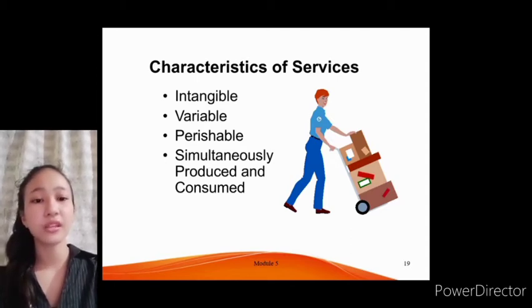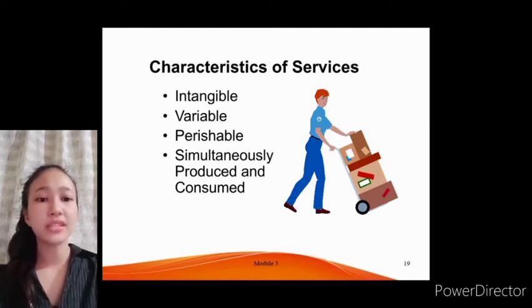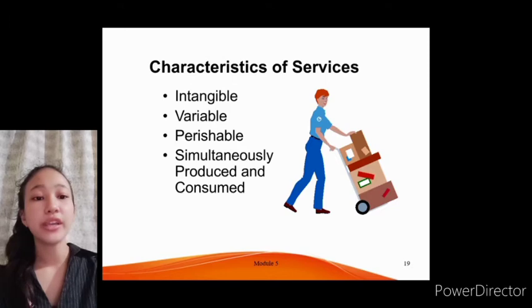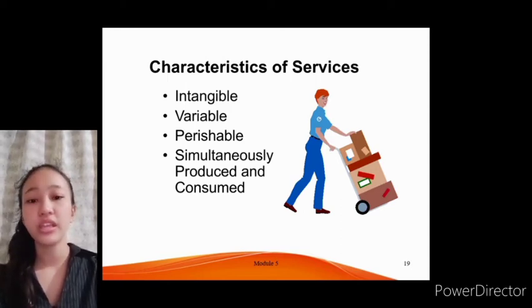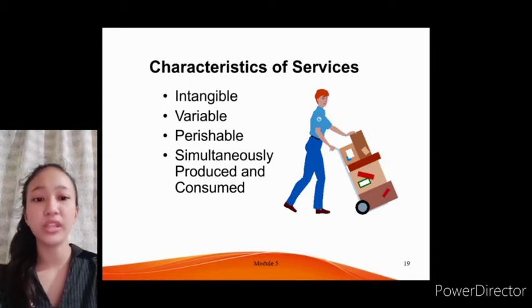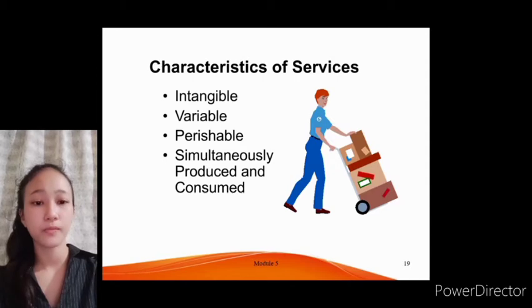Okay, the third characteristic is service perishability. It means that the service capacity cannot be stored for sale in the future. In other words, services cannot be inventoried. Once a service is rendered to a customer, it is completely consumed and cannot be delivered to another customer or resold. Meaning, once the service is used, it cannot be kept, it cannot be saved, it cannot be returned, or resold.